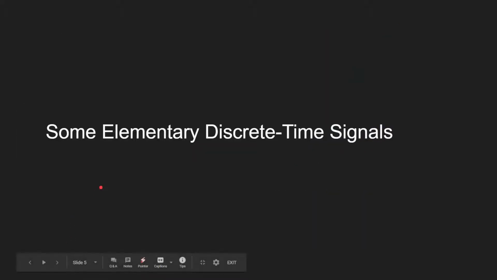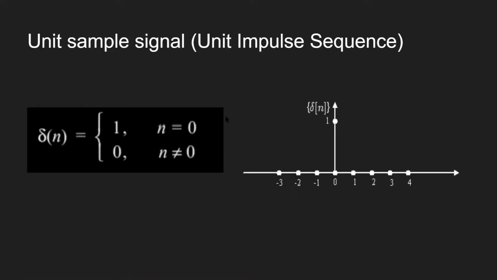Now that we've seen how it is represented, we will see some common elementary discrete time signals. So now we will be seeing unit sample signal or unit impulse sequence. Here unit sample signal is represented by del of n, where n is equal to 0, the value of del of n will be 1, and for all other values of n it will be 0. So the graph is something like this. Always del of n will represent unit sample signal. For this particular signal and the next few signals we will see, it is important to remember what this represents.